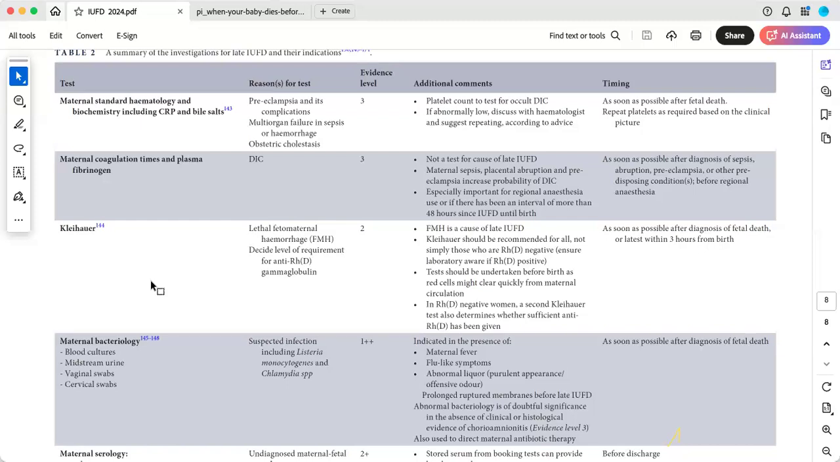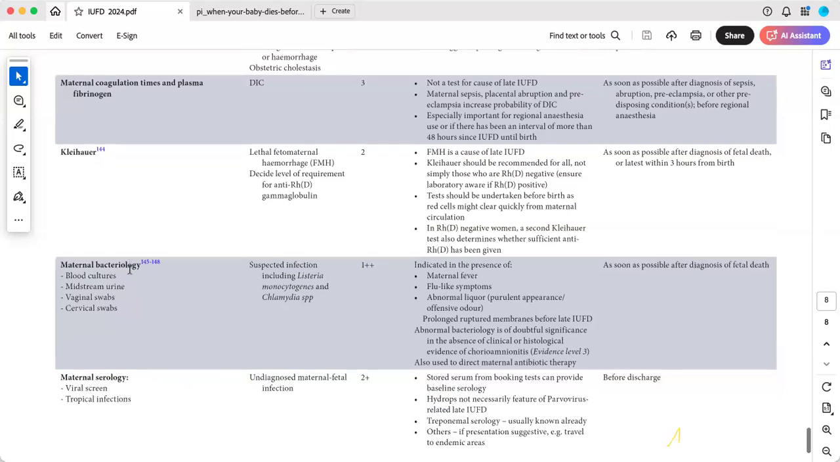When you will do maternal standard hematology and biochemistry, including CRP and bile salts. Reason for the test is preeclampsia and complications, okay, cases of sepsis or hemorrhage or hepatic cholestasis. Platelet count, additional comments. This is for platelet count to test for occult DIC. If abnormally low, discuss with the hematologist and suggest repeating according to advice.